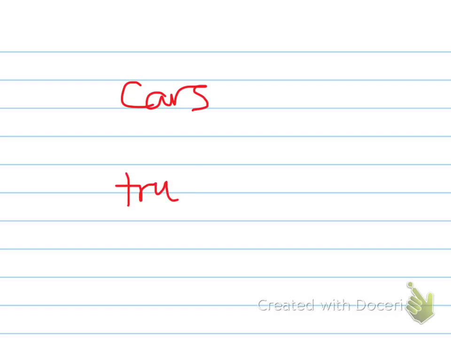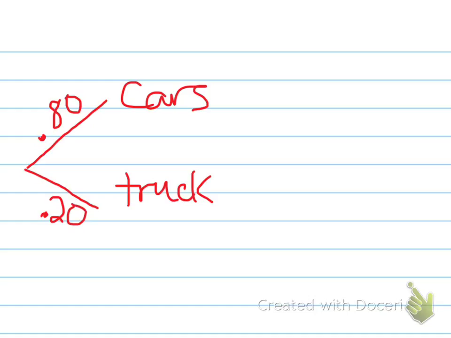So, we're going to start making another tree diagram. Our first two options are going to be cars and trucks. If we know that 80% of these are cars, the rest of them have to be trucks. These must add up to be 100%, so you've got 80% cars and 20% trucks. Now of the car repairs, 25% are major repairs and the rest are minor.